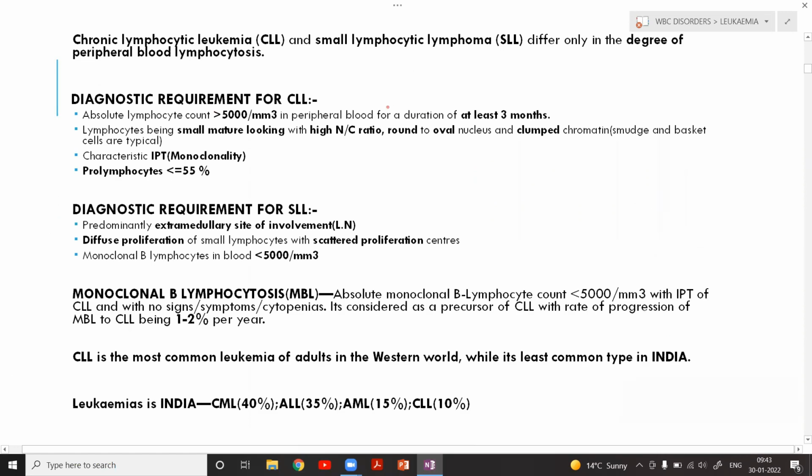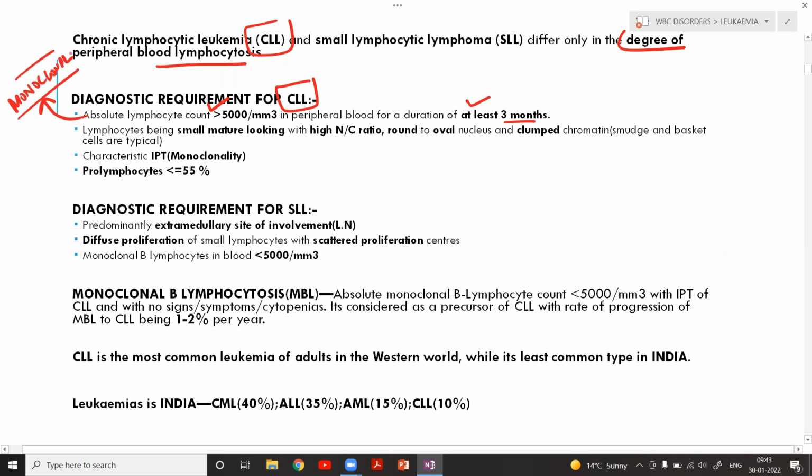Chronic lymphocytic leukemia and small lymphocytic lymphoma differ only in the degree of peripheral blood lymphocytosis. In CLL, peripheral blood lymphocytosis is there. In SLL, you will see the lesion confined to the lymph node. Now, there are different diagnostic requirements and different entities under the discussion of CLL and SLL. The diagnostic requirement for CLL is that the absolute lymphocyte count should be more than 5,000 per cubic millimeter in the peripheral blood for at least 3 months.